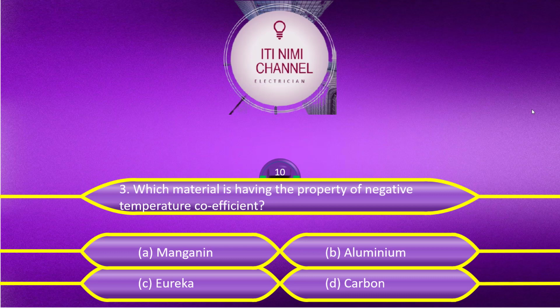Which material is having the property of negative temperature coefficient? Option A, manganese. Option B, aluminium. Option C, eureka. Option D, carbon. The answer is carbon.